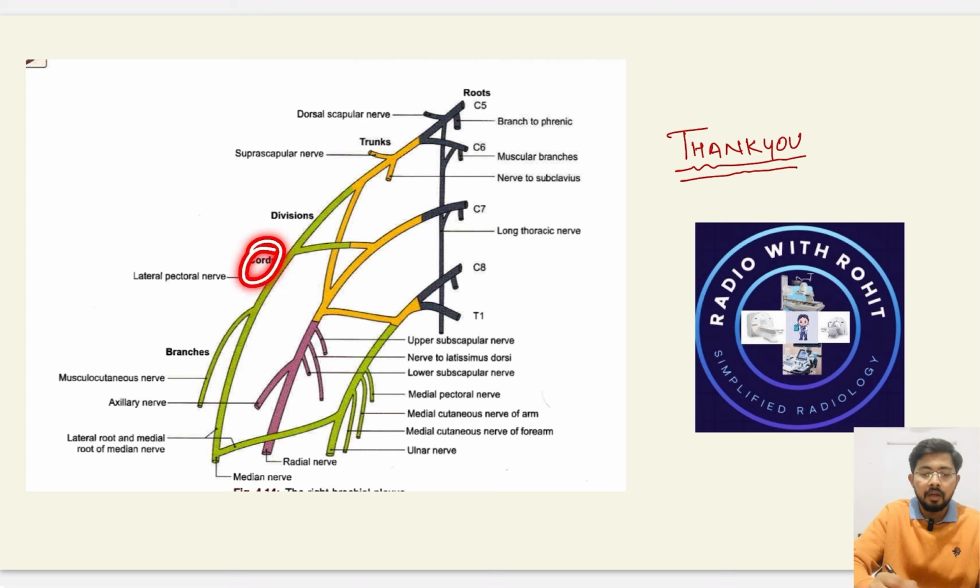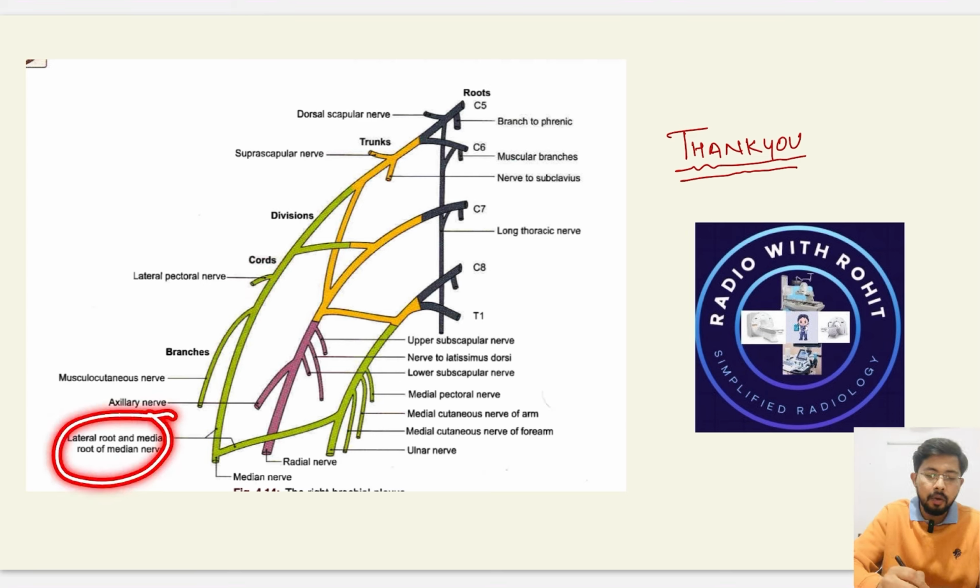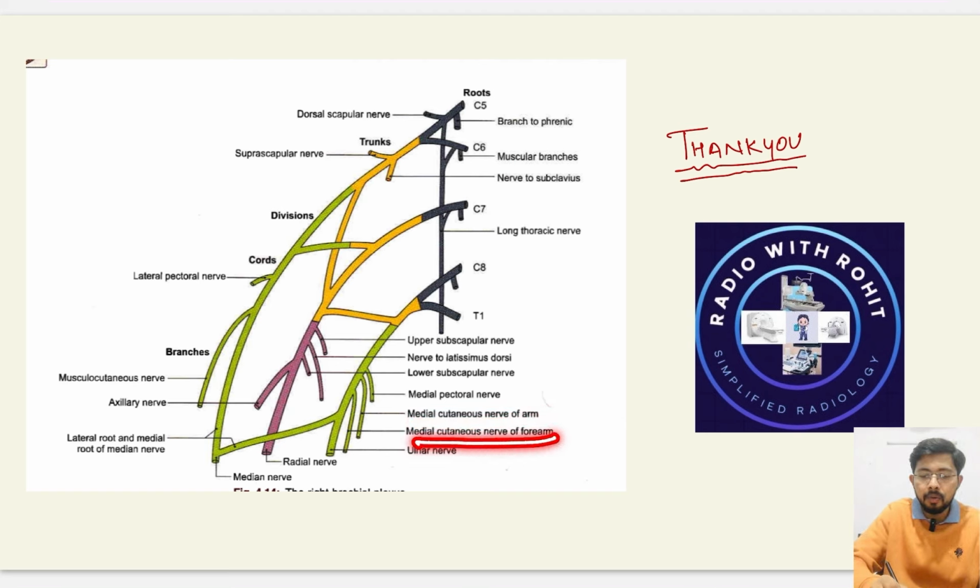The lateral cord gives rise to the lateral pectoral nerve, musculocutaneous nerve, and the lateral root of the median nerve. The medial cord will give rise to the medial pectoral nerve, medial cutaneous nerve of the arm, medial cutaneous nerve of the forearm, ulnar nerve, and medial root of the median nerve. The posterior divisions will fuse together and form the posterior cord, which will give the upper subscapular nerve, lower subscapular nerve, nerve to latissimus dorsi, the axillary nerve, and continue as the radial nerve.